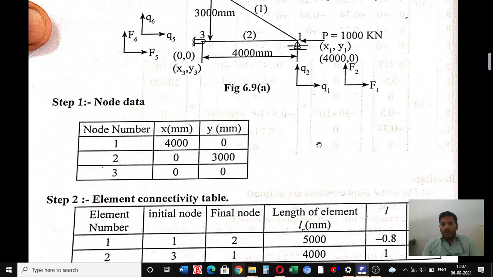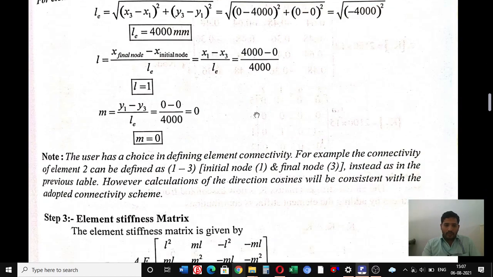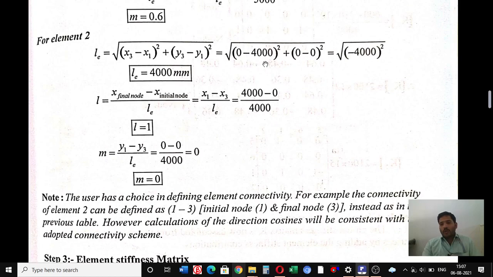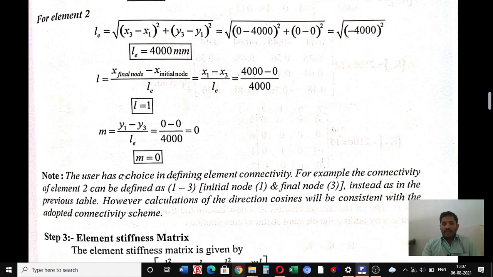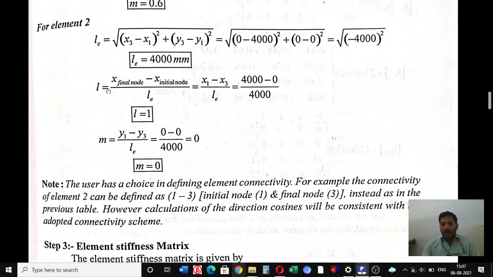0 minus 4000. y3 minus y1 is nothing but 0 minus 0. So 0 minus 4000 whole square plus 0 minus 0 whole square. After that it becomes minus 4000 whole square. If you remove the square and root, it becomes 4000 mm. After that we need to find the value of L. L is equal to x final node minus x initial node by LE. So x final node is nothing but x1.